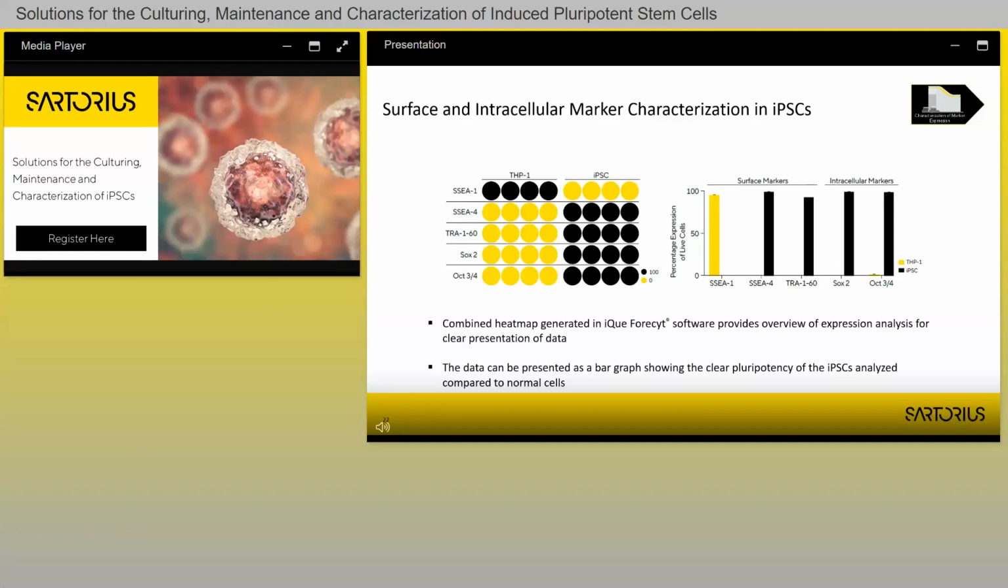This data exemplifies the benefits of using the iQue platform for surface and intracellular marker phenotyping of precious cell types such as iPSCs for cell line development and other workflows where flexible, high-throughput, fast and robust analysis is required for important decision-making throughout such workflows. A further benefit is the small sample requirements of the iQue, saving precious sample for downstream processes.